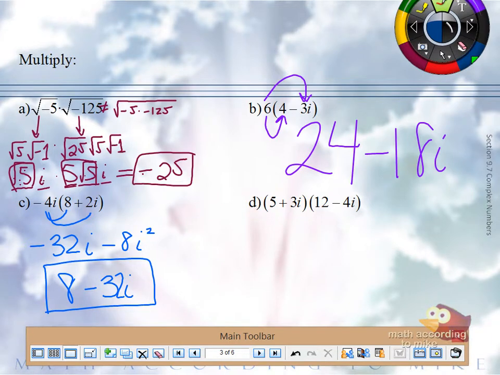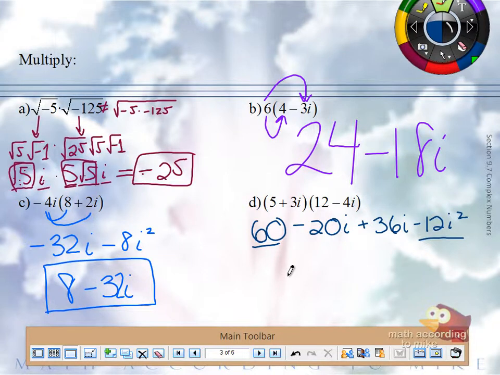We have a binomial times a binomial. What do we have to do? FOIL. First, 60. Outer. Inner. Last, -12i squared. What is -12i squared? +12. The +12 plus the 60 are now like terms. So what's our real part? How many i's do we have?